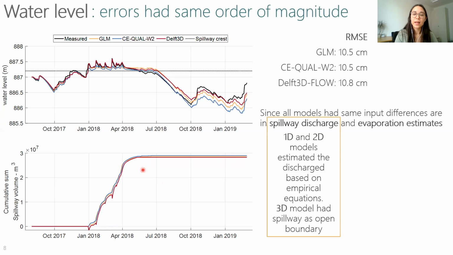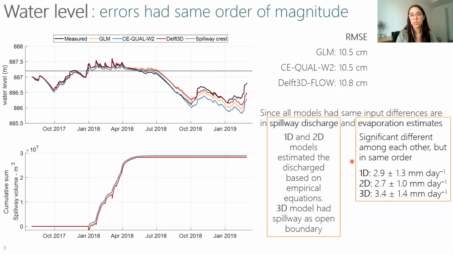So for the spillway, the 1D and 2D models estimate the volume by empirical equations, while the 3D had the spillway as an open boundary. So that's why we have a decrease in the cumulative curve here. And the evaporations were significantly different, but in the same order.